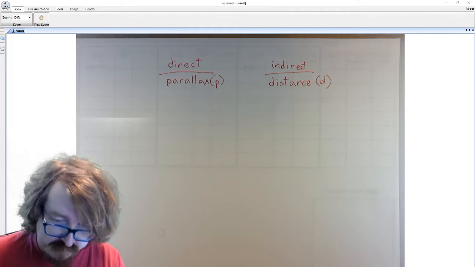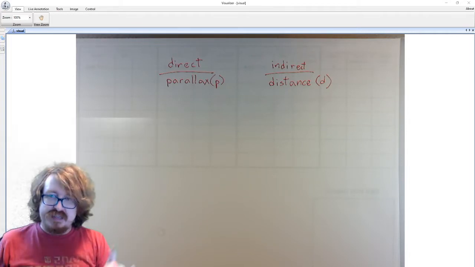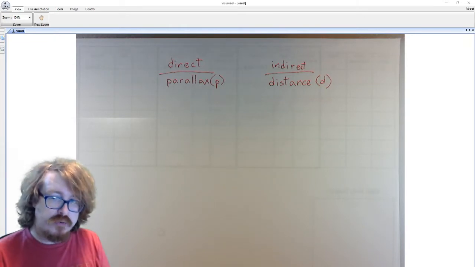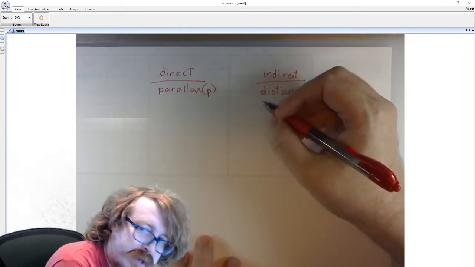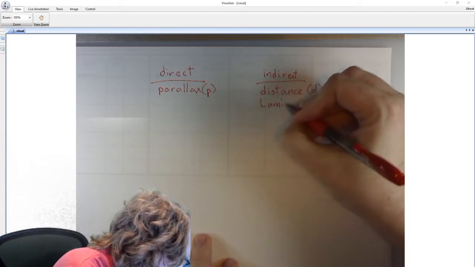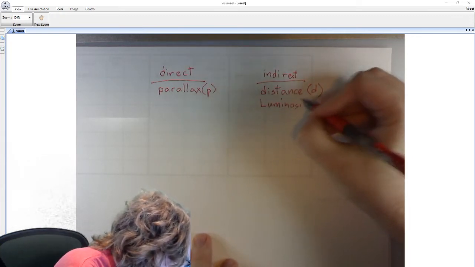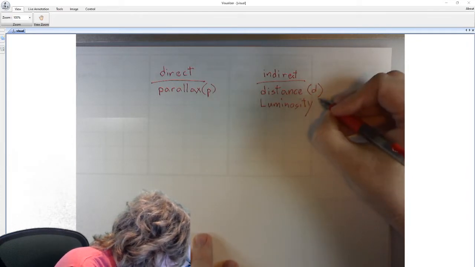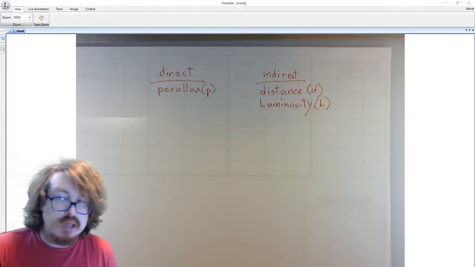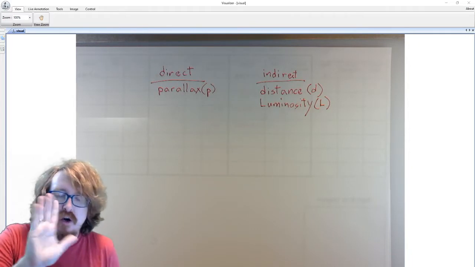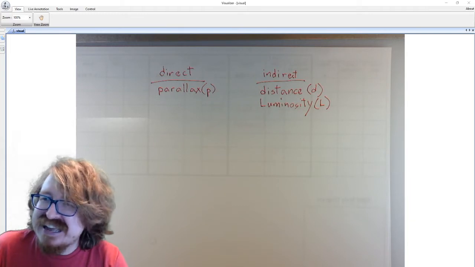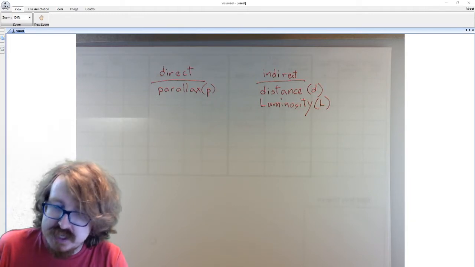Let's see what it is. So most of you guys got it, and it's okay if you didn't get it. A lot of times people think that this is direct, but it is indirect. Okay, I'm going to go ahead and write it down, and I'll explain why. And we use a capital L for luminosity because a lowercase l looks like a 1. We don't want that, okay? So, why is luminosity indirect instead of direct?